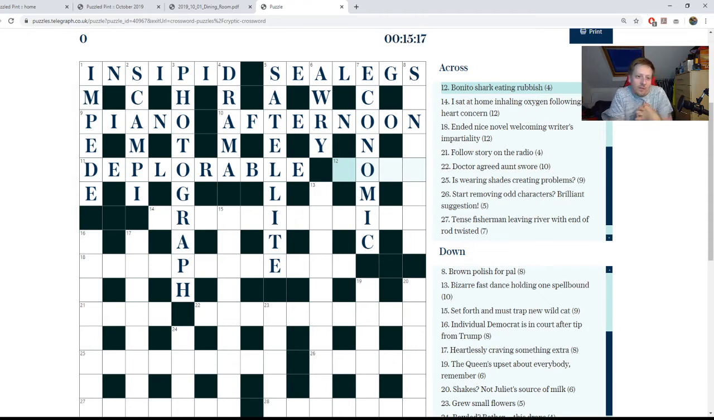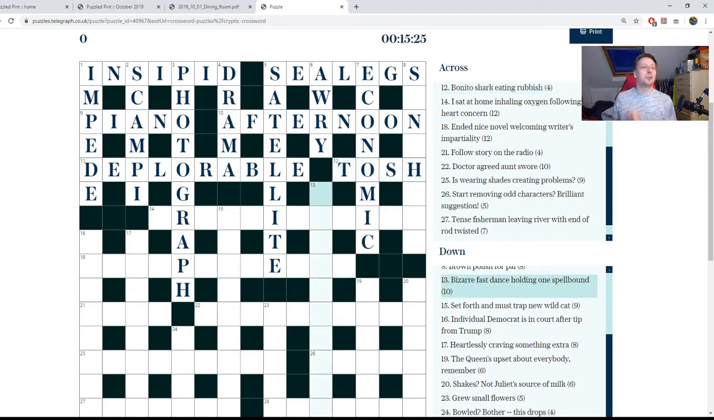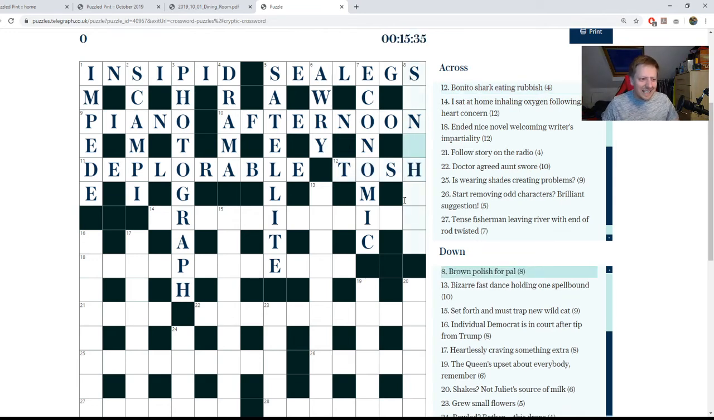I know what it is, but I'm waiting for someone in the chat to tell me. It is hidden in Bonito Shark. So, yes, tosh, utter tosh, and that means rubbish, doesn't it? I think that was in the clue. Yes, Bonito Shark eating rubbish. There we go. So, Sandhill.